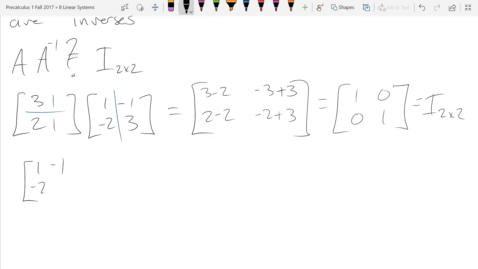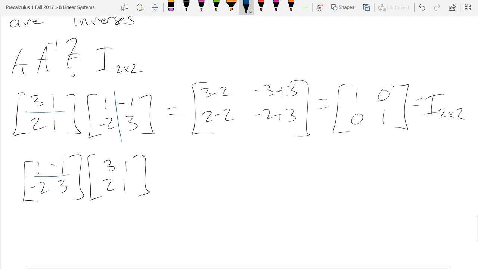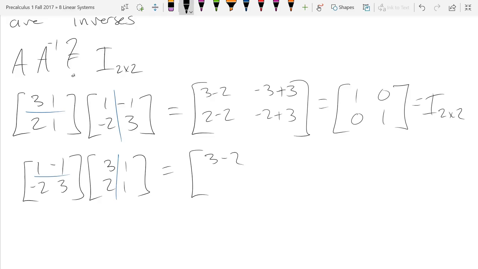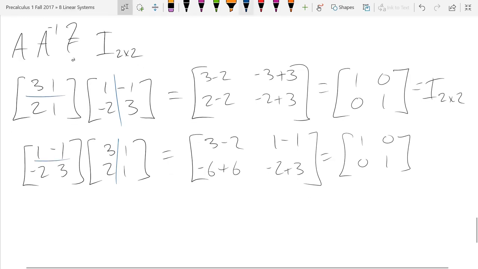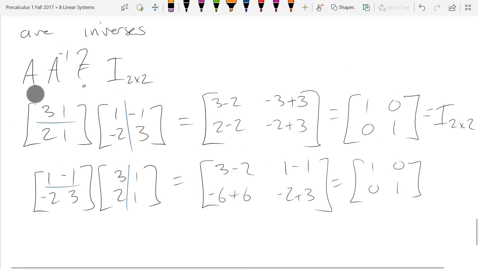Inverses work in either order. So I could swap the order and multiply these, and I should get the same thing. So we got 3 minus 2, 1 minus 1, minus 6 plus 6, minus 2 plus 3. And if you find yourself writing things too close together, you can always put a little grid inside your matrix to keep things separated. So I recommend, instead of just coming back and erasing everything, just put a little grid inside your matrix so you can keep it straight. All right, any questions on those two products right there?